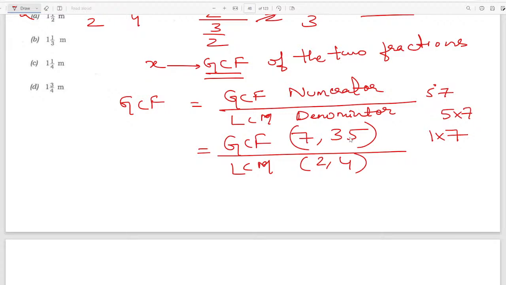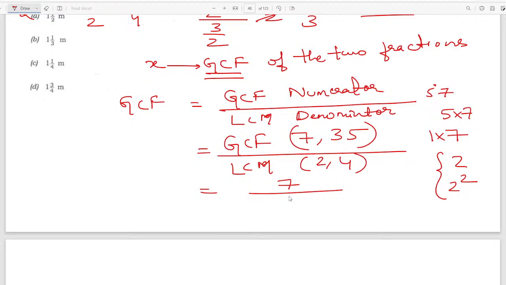So the GCF of 7 and 35 is 7 itself, and the LCM of 2 and 4 is 2 squared. When you are calculating LCM, you have to write the numbers in prime factorization form, and after that you find the common prime factors, and for those common prime factors you have to take the highest power. In this case the common factor is 2, and 2's highest power is 2 raised to 2.